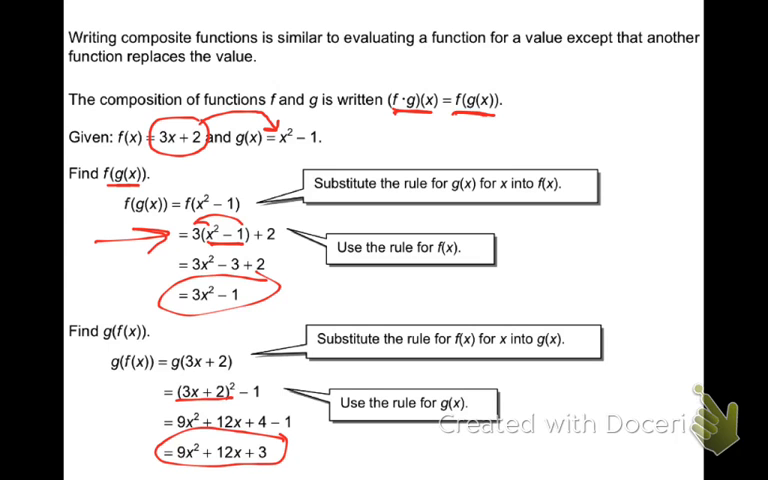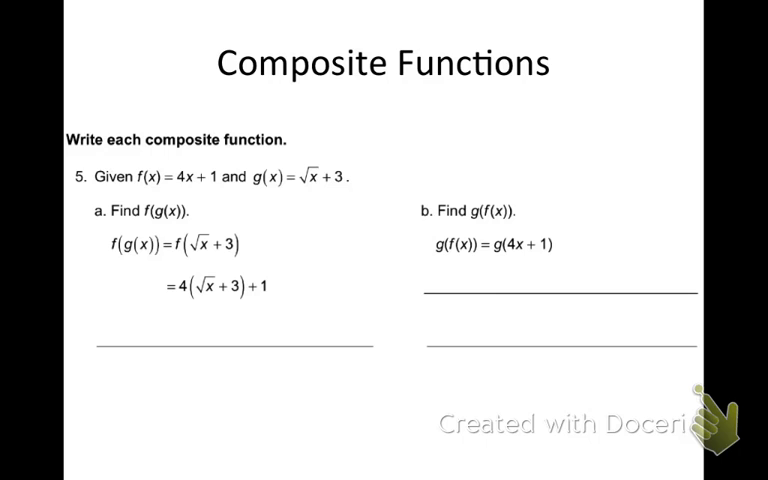All right. So let's try number 5 here. Given f of x equals 4x plus 1 and g of x equals the square root of x plus 3. Find f of g of x. So I'm going to take my inside function here, which is g of x, the square root of x plus 3, and I'm going to plug that in for x in my other function. So notice they substituted it in down there. So I get 4 parentheses square root of x plus 3 plus 1.